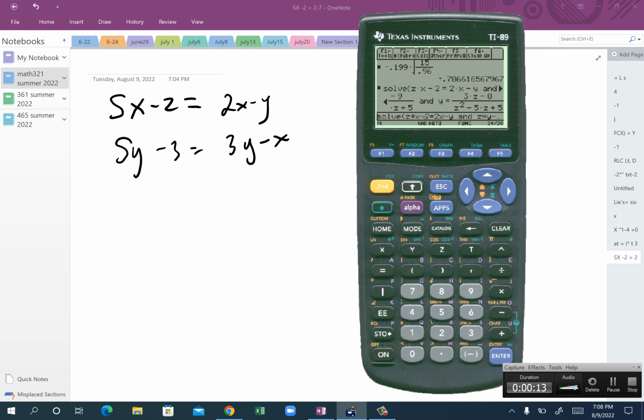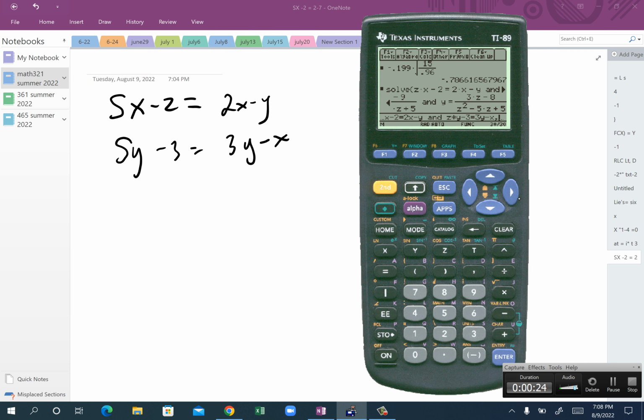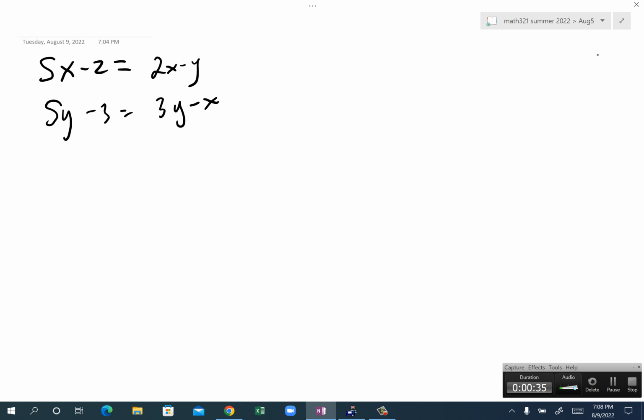So solve zx minus 2 equals 2x minus y, and zy minus 3 equals 3y minus x, comma, y. And so that's exactly what I had previously. So at least I feel better about my life now. Now, you can complete the square on that, which is I think what I did on the answer key, but you don't have to. So let's write them out here.